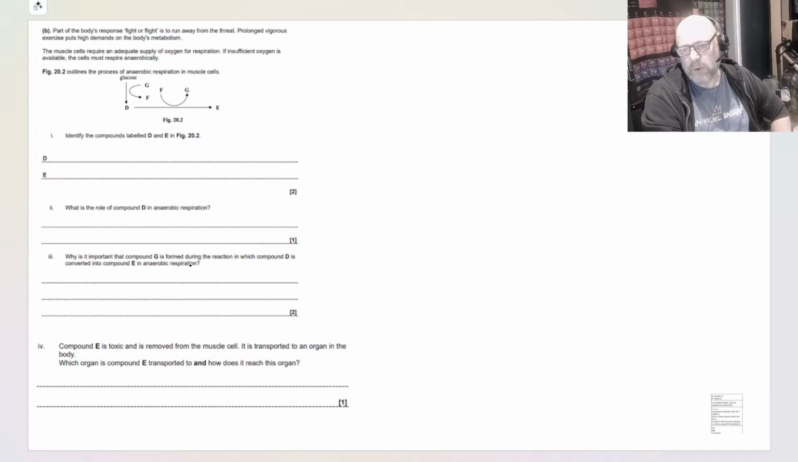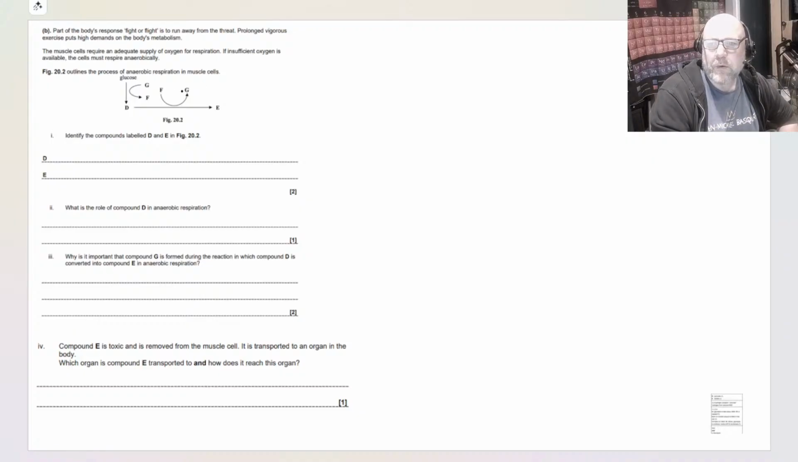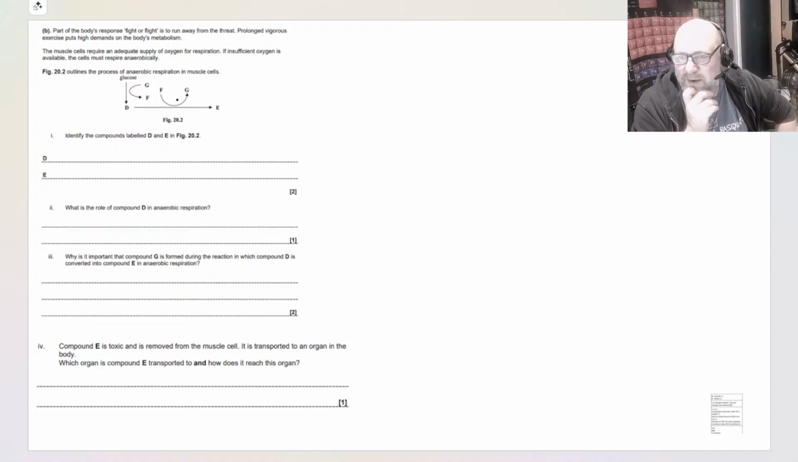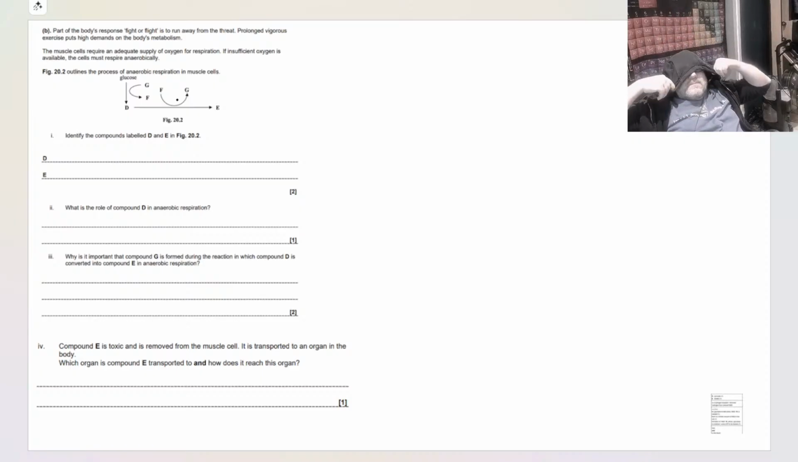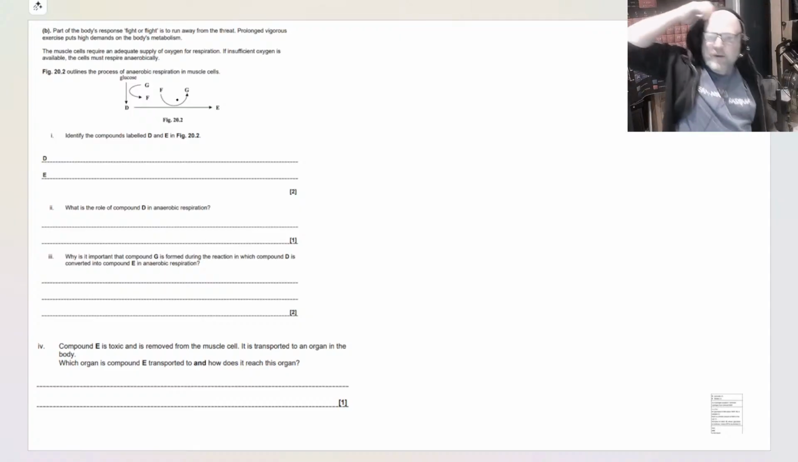Then we've got, why is it important that compound G is formed during the reaction in which compound D is converted into compound D? Why is it important that compound G is formed? Oh, hold on. Maybe I'm not looking at this correctly. I don't think I'm looking at this correctly. Oh, I've screwed this up completely. Forget everything I've said in the last 2 minutes. I've just realised something.